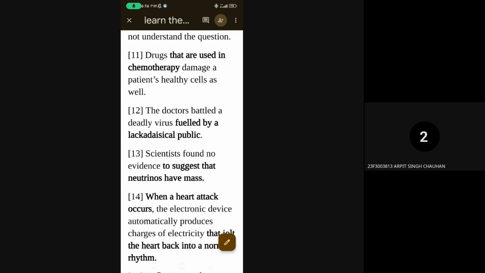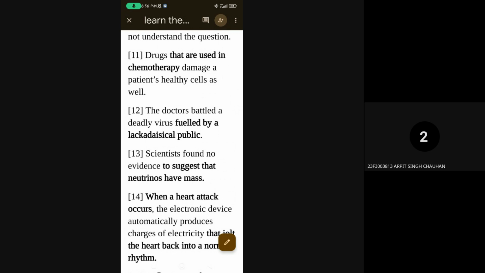The doctors battled a deadly virus fueled by a lackadaisical public. Again, adjectival, right? Fueled by a lackadaisical public. What kind of deadly virus? A virus that was fueled by lackadaisical public.